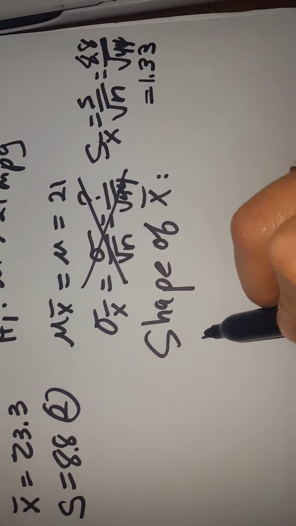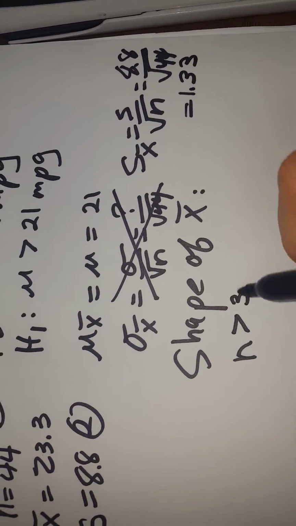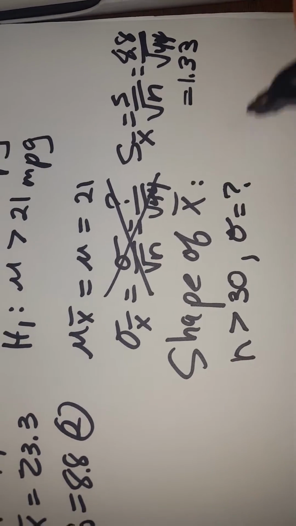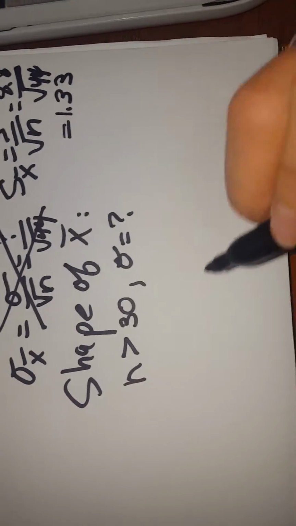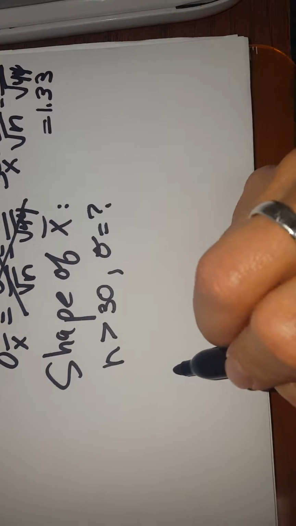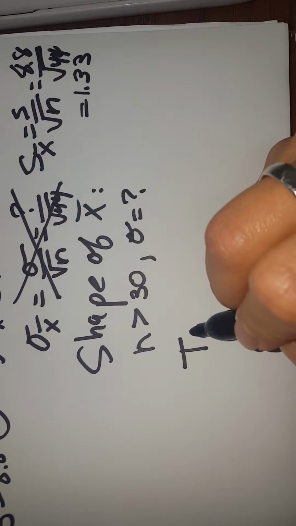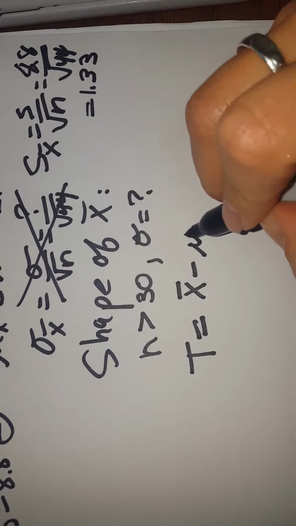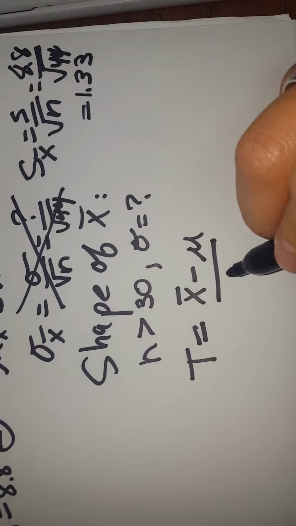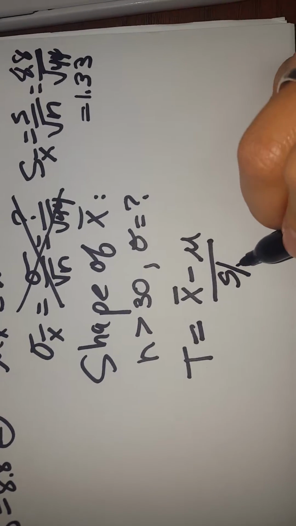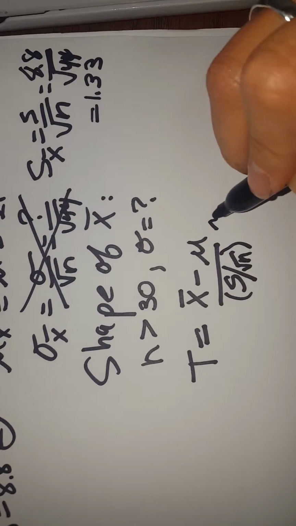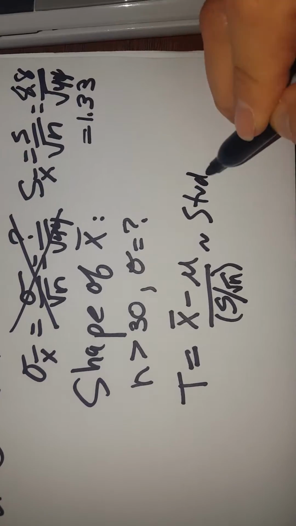Now, because we have an n that's greater than 30, and because sigma is unknown, and we're dealing with x bar, this would be a student t distribution. Remember our general format for that. So the shape is t equals x bar minus mu over, you can write s x bar, but I'm going to do s over square root of n. It is all in the denominator. So that's approximately a student t distribution.